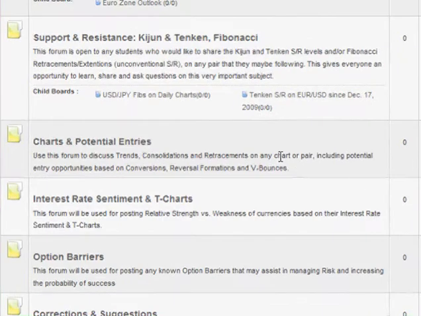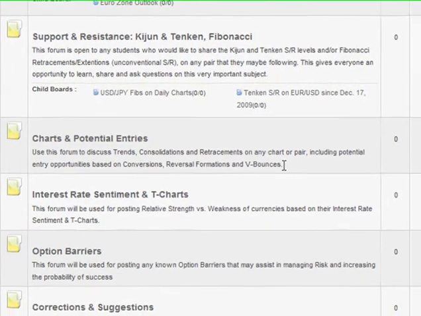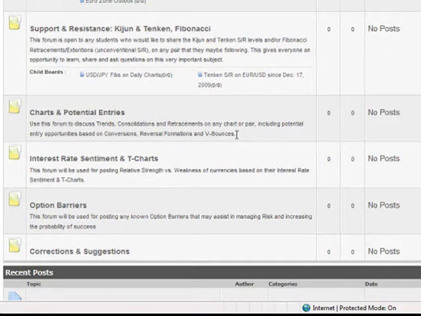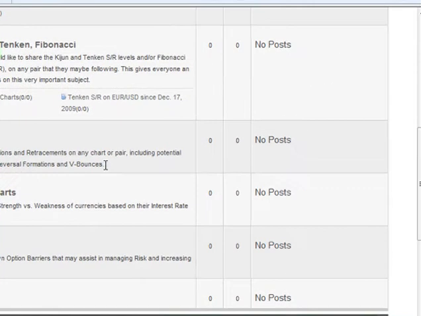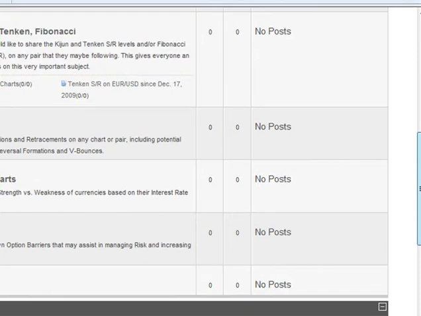Charts and potential entries. What we're hoping to see here is people begin very strong discussions about charts that they're studying, whether it's one of the chart studies that's posted on the site, or it's something that you notice on a chart that you're studying yourself. Particularly, I think it would be very helpful if you mention to others that you're seeing a reversal formation, a conversion, or a V bounce. Certainly everybody's interested in those potential entries. So if you could talk about that, that would be wonderful.